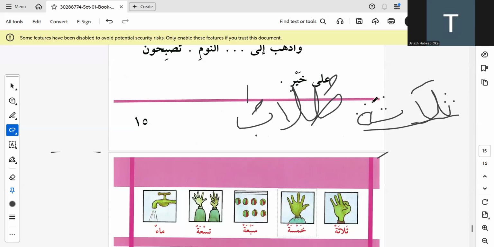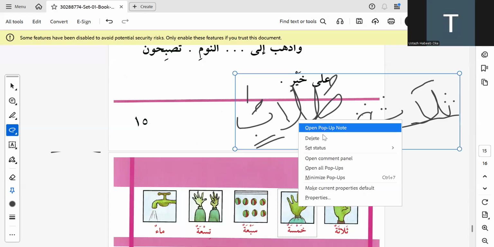So you say thalathatu tulabin. Okay? Thalathatu tulabin. Now, if that is understood, please write it down. Thalathatu tulabin.